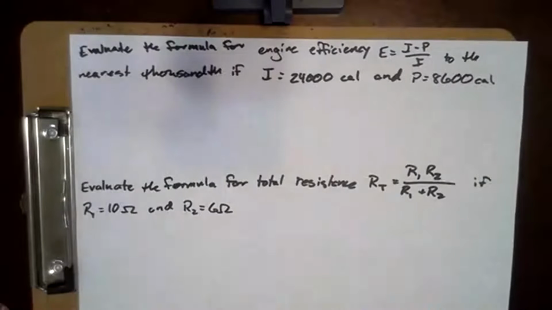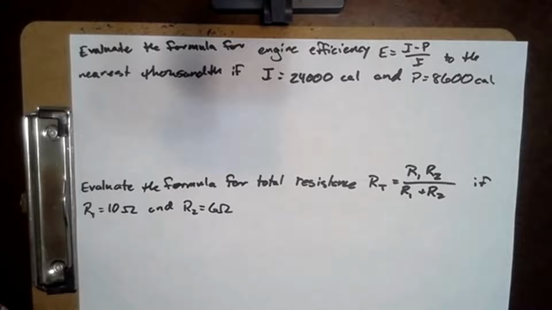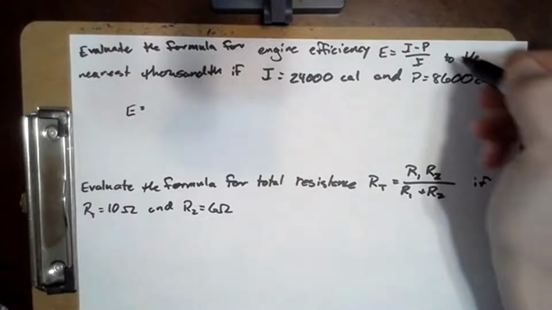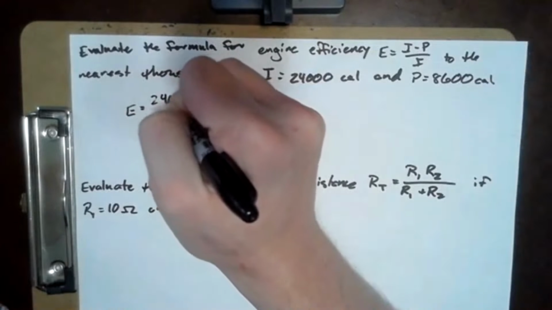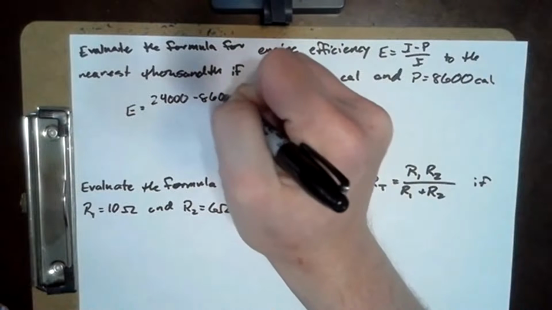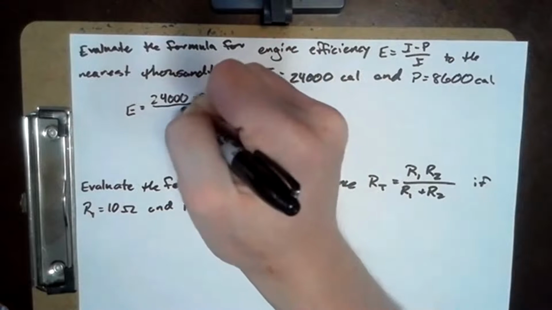In this video, we are going to look at the problems from the Chapter 8, Section 1 slides. First, we've got evaluate the formula for engine efficiency, E equals I minus P over I, to the nearest thousandth if I equals 24,000 calories and P equals 8,600 calories. So we want to find E equals, I is 24,000, minus P is 8,600, divided by 24,000.